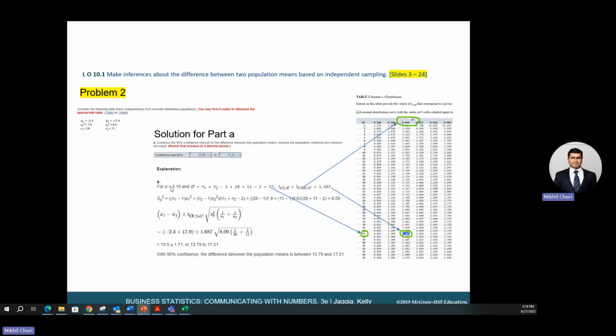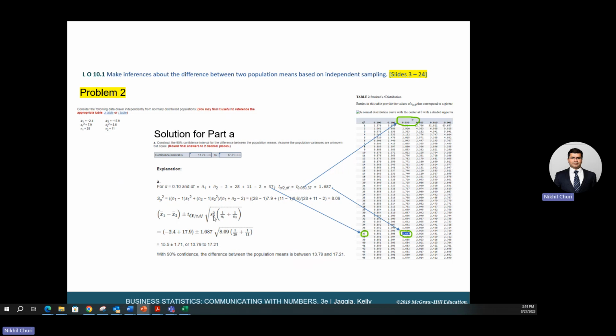So part A: your alpha is 0.1, because your confidence interval is 90%. By that logic, your level of significance, alpha, is 100 minus 90%, so 1 minus 0.9 gives me 0.1. That's how alpha is calculated. Your degrees of freedom is calculated with the formula n1 plus n2 minus 2. Here n1 is 28 plus n2 gives me 39, minus 2 is 37. That's how you got this 37.